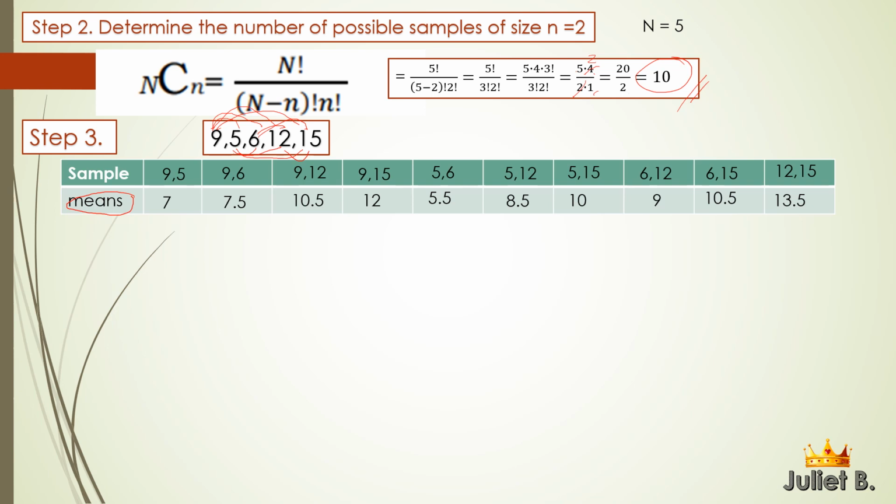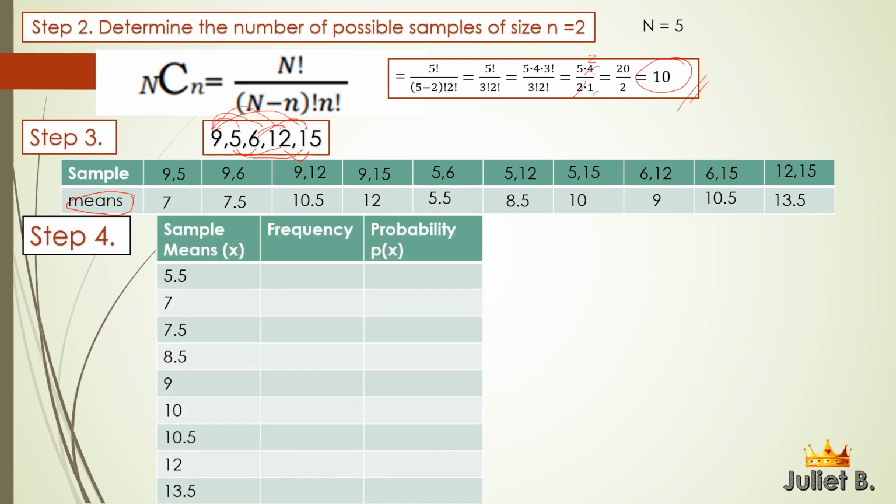So, ayan na. Nakuha na natin lahat ng mga means ng mga possible samples natin. Sunod niyan ay gumawa na talaga ng sampling distribution. Ito na, step 4. Sampling distribution na. Nilista ko na isa-isa yung mga means kasi yan yung magiging x natin, mula sa pinakamababa hanggang sa pinakamataas nang hindi inuulit: 5.5, sunod ay 7, 7.5, 8.5, sunod 9, 10, 10.5, 12, 13.5.